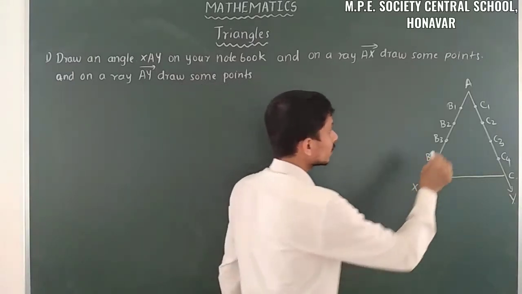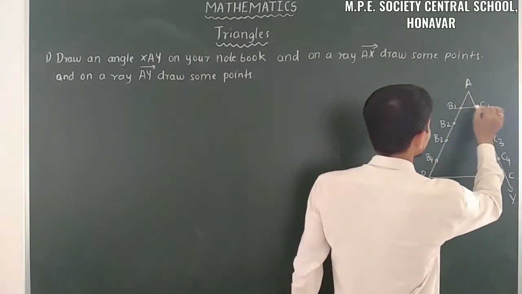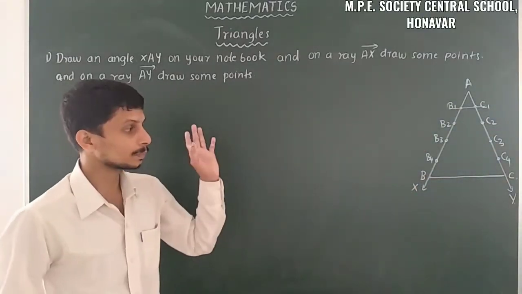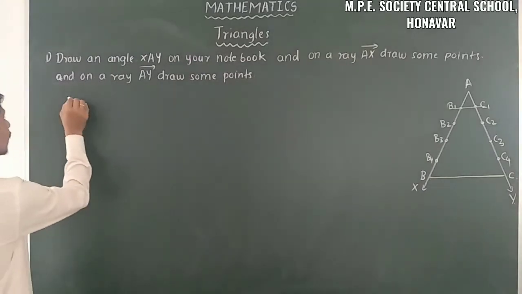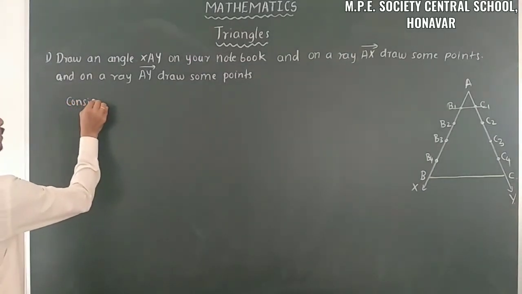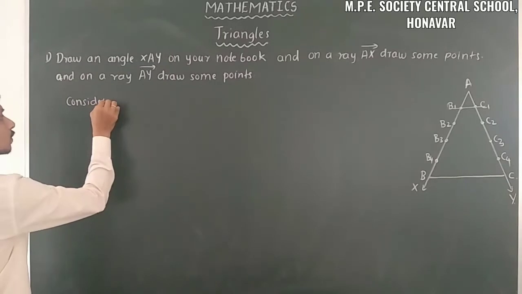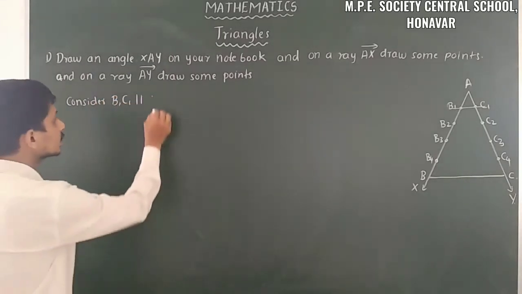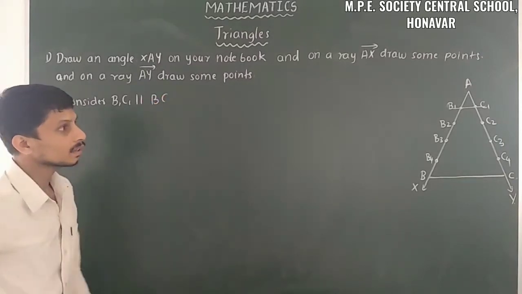So firstly I will take it like this. Here I will join B1C1. So B1C1 is parallel to BC. So consider B1C1 parallel to BC. Then what happens here?